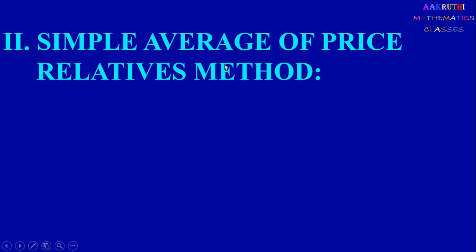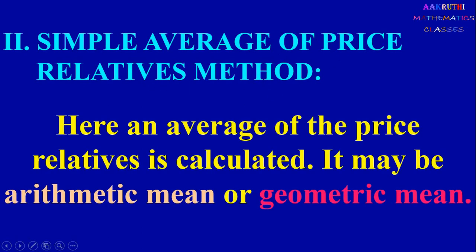Next one is the simple average of price relatives method. Here an average of the price relatives is calculated. It may be arithmetic mean or geometric mean. First you have to calculate the price relative, then take the average of the price relatives. This average may be arithmetic mean or geometric mean.